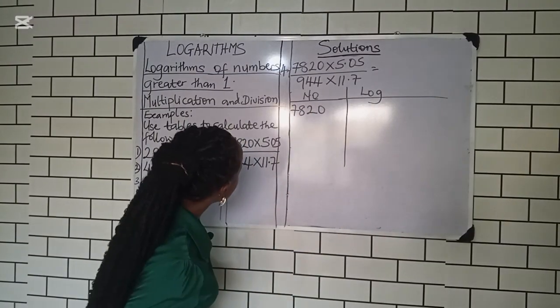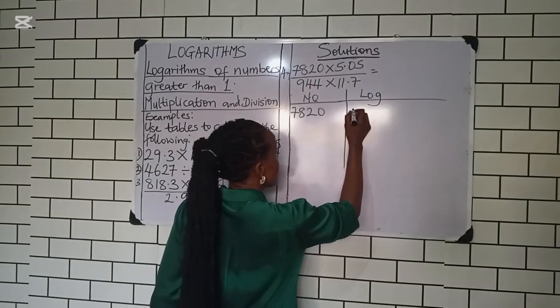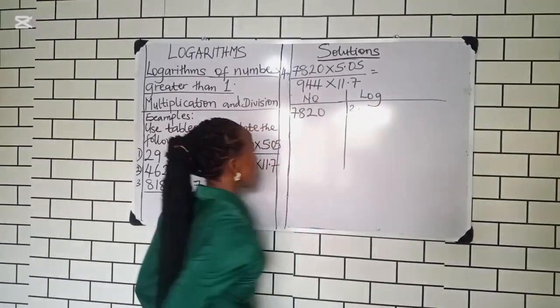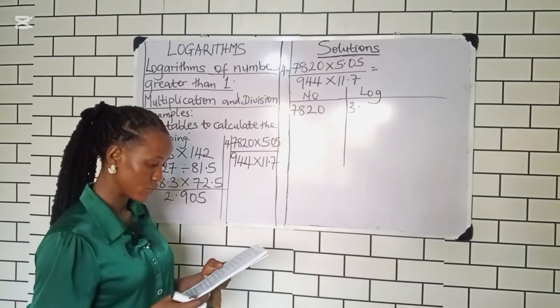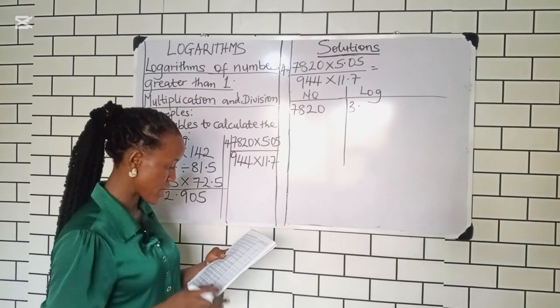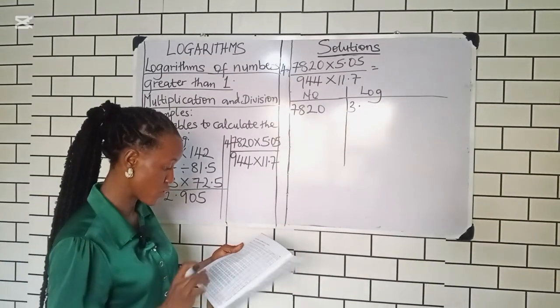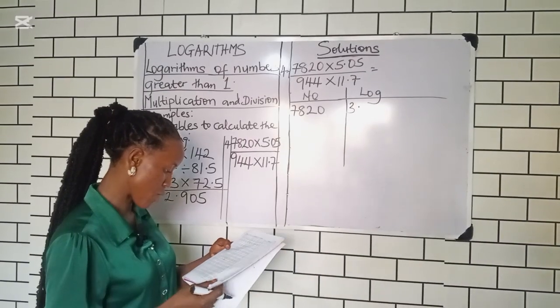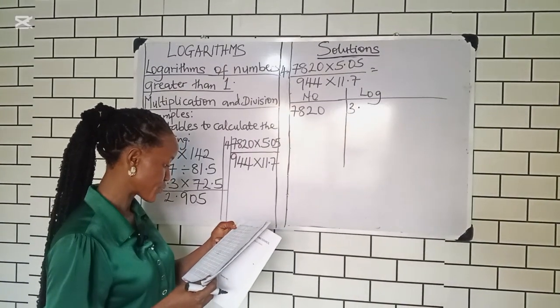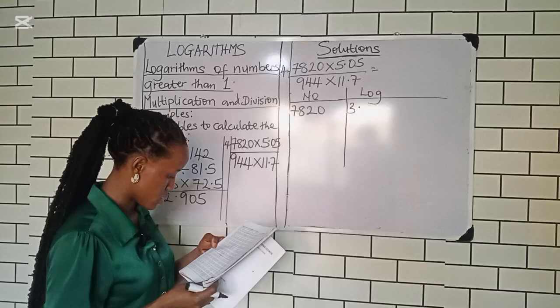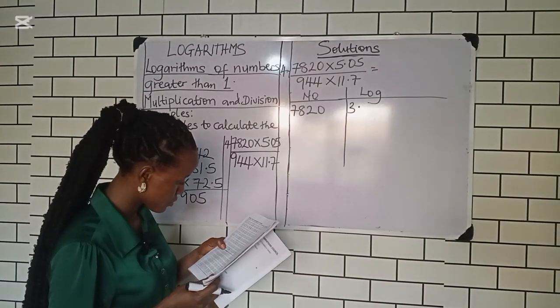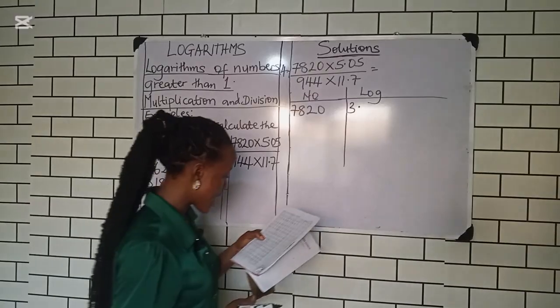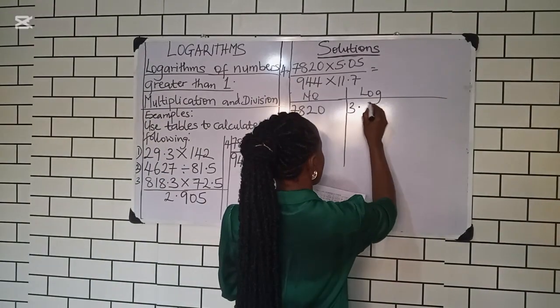Now, the first number here is 7820. Our characteristic part here is 3. Put your decimal point. Now, we're going to look for 78 under 2. There's no 0 in different parts. Therefore, we're just going to look for 78 under 2 in our logarithm part of the table. 78 under 2 will give us 8932.